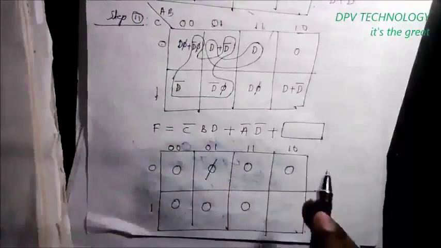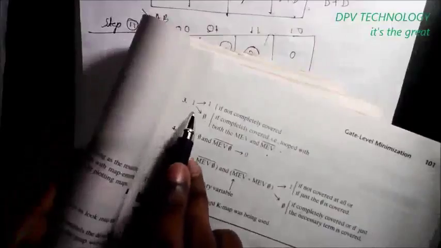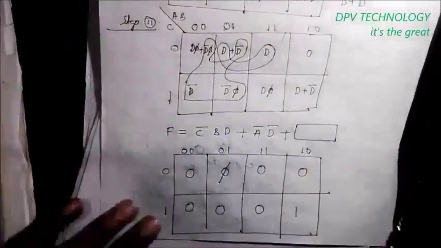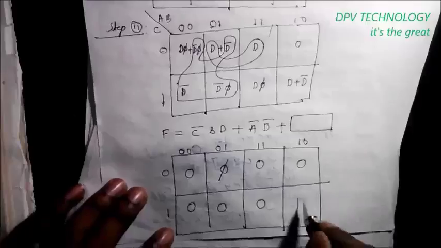So it will become 1 in the next step according to rule number 4. 1 will become 1 if not completely covered, and it will become don't care if completely covered, but here it is not covered at all, so it will become 1 according to rule number 1. This is all about step number 4. So here we become 1.